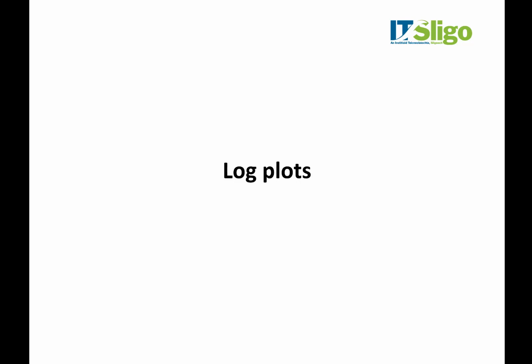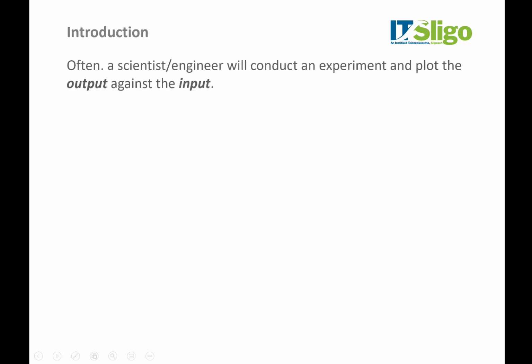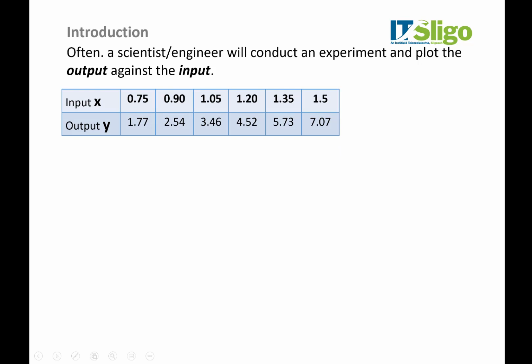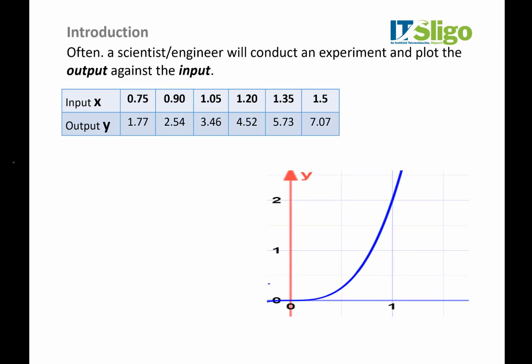Hi folks, in this lecture we're going to take a look at log plots. So semi-log plots and then natural log plots. So often, as we've seen, when a scientist conducts an experiment, he's changing the input and measuring the output, like what happens to that when I change this. And very often we'll get a curve that looks like this.